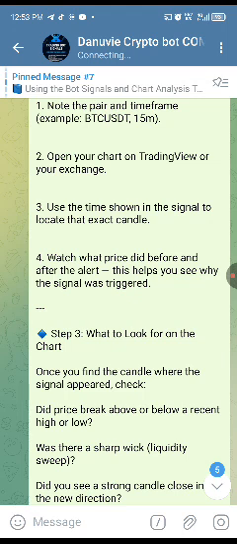Now, this one is another important one. I know the time zone on TradingView is like 1 hour behind Nigerian time. So if the signal comes around, let's say 10 o'clock in the morning, it's going to be 9 a.m. on TradingView, because TradingView is 1 hour behind. So please take note of that. Now, watch what price did before and after the alert. This helps you see why the signal was triggered.